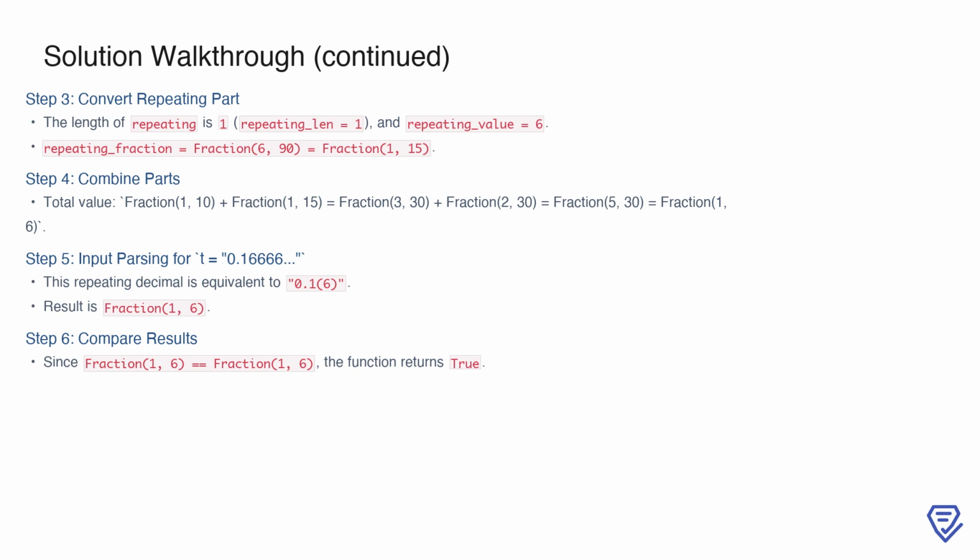We observe that this repeating decimal is equivalent to 0.16 with the 6 repeating. Converting it results in the same value, 1/6. Comparing the results of both inputs, we see that 1/6 equals 1/6, so the function once again returns true, confirming that the two numbers are equal.